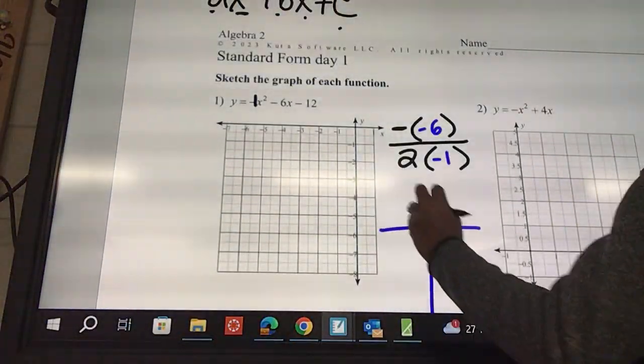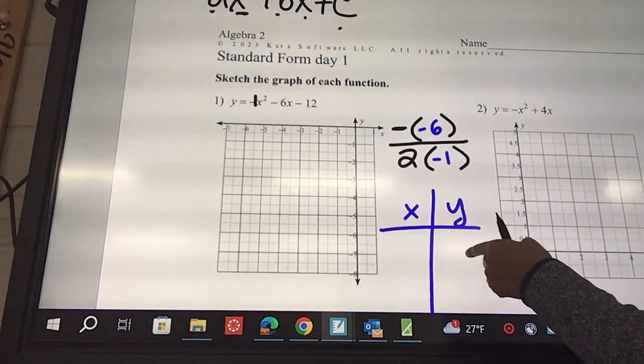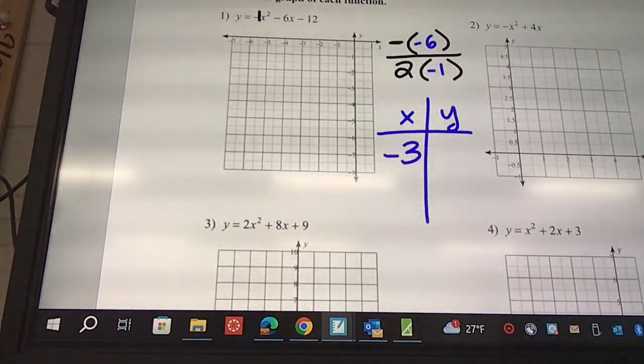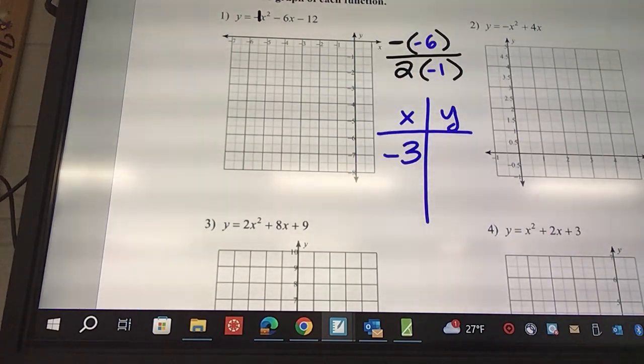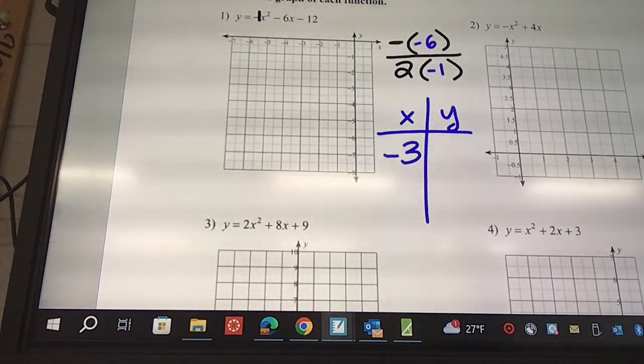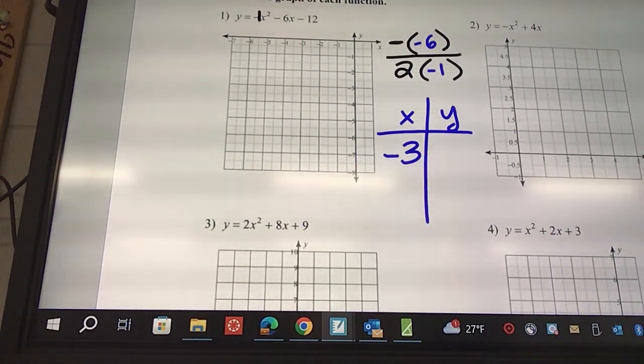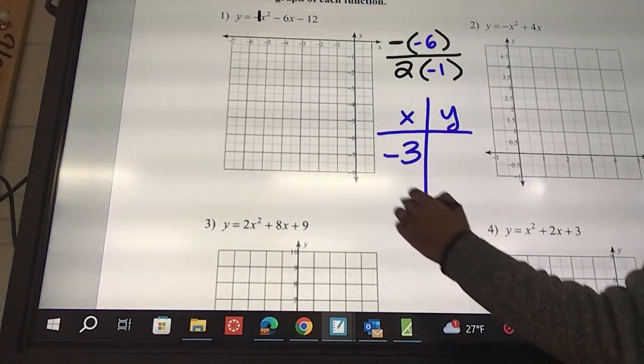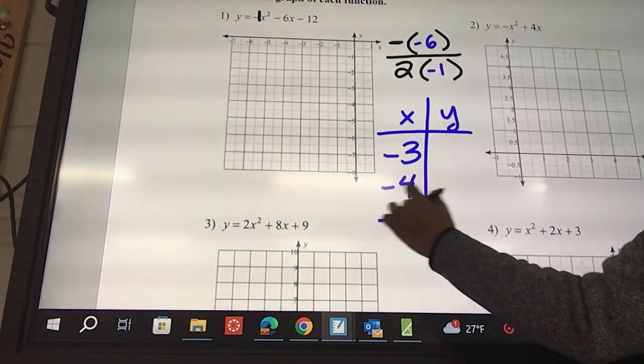Okay, so on here you're going to draw this chart. An XY chart is what we call it. Okay, what we just found was the X, -3. Now remember when we made the U? If it was at like 1, what comes after 1? 2, and then we did 3. So -3, what comes next? -4 and -5. So those ones are easy to fill in.